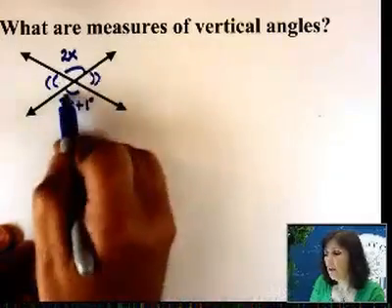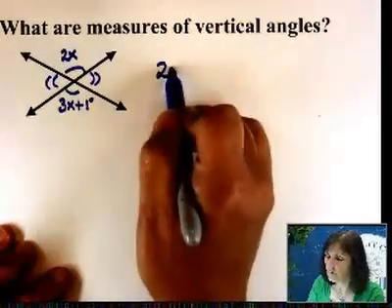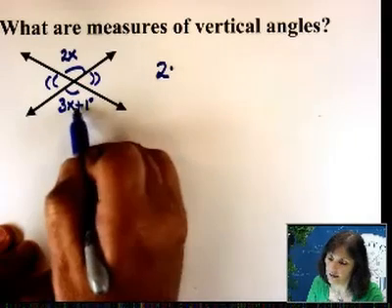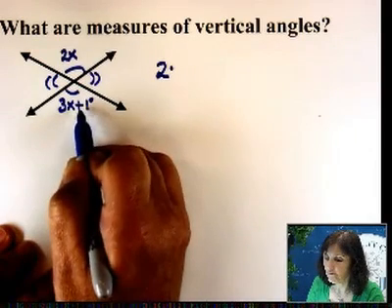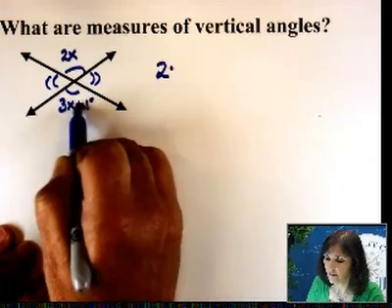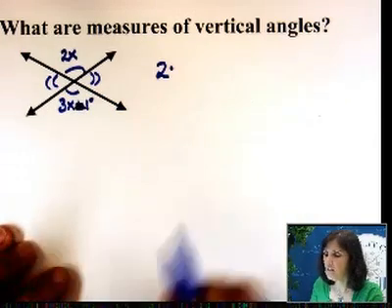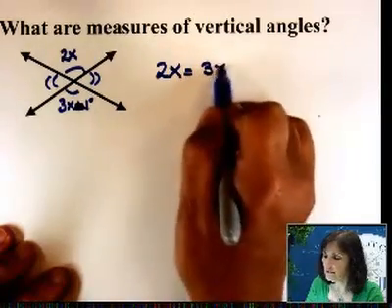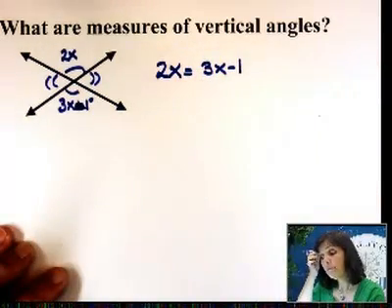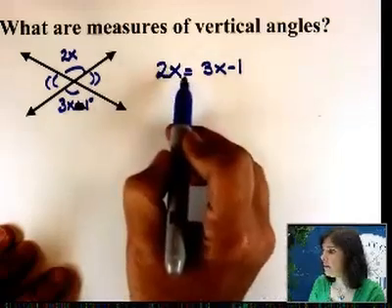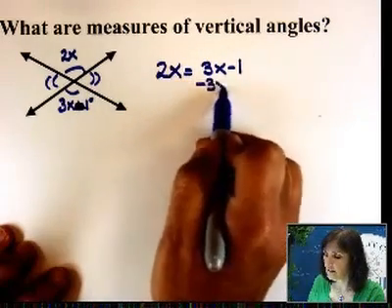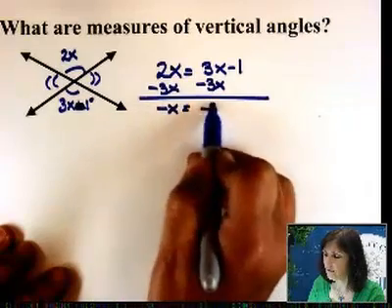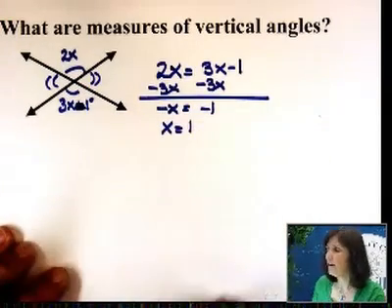So I know that these opposite ones are the same, so you can write 2x. Oh, that doesn't make sense. Let's make it minus 1. Okay, let's change that to minus 1. 2x equals 3x minus 1. Okay, so let's subtract 3x from both sides. You have negative x equals negative 1. That means x equals 1.